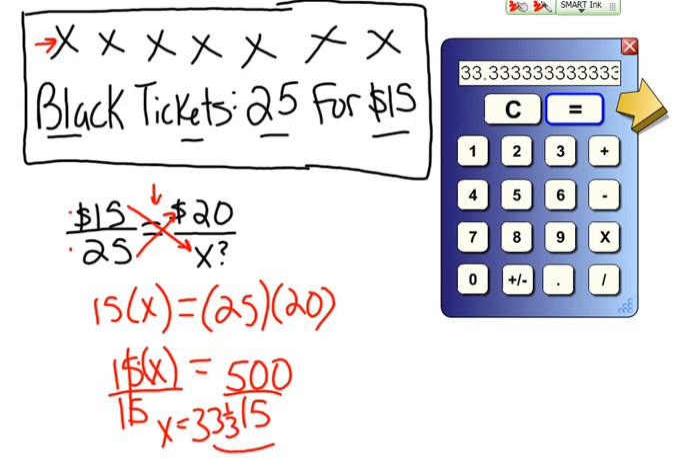Can you buy 1/3 of a ticket? No. So you're going to get 33 tickets and maybe some change left over. But what I would write is 33 and 1/3 tickets, or just 33.